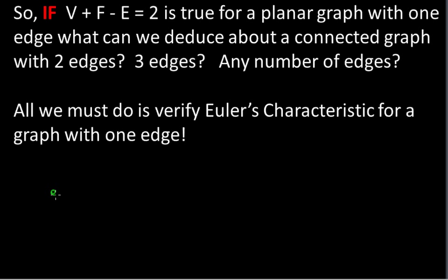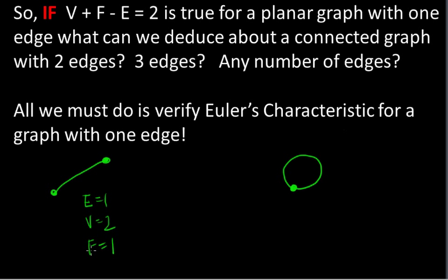So let's draw a graph with one edge. There's really only one way to do it. Oh no, there's two ways. That way, or I could do it this way, couldn't I? I could have the same starting and ending point. So there's two ways to draw a planar graph with one edge. In this case here, we have the edges equal to 1, vertices 2, and it only makes one face. So faces are equal to 1.